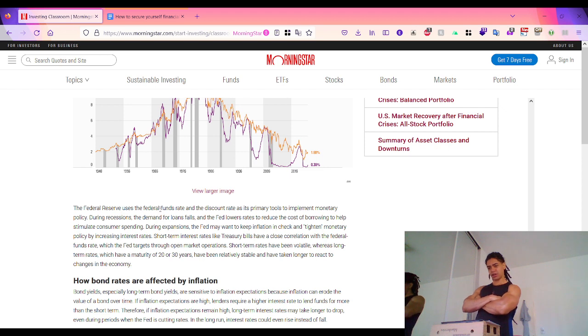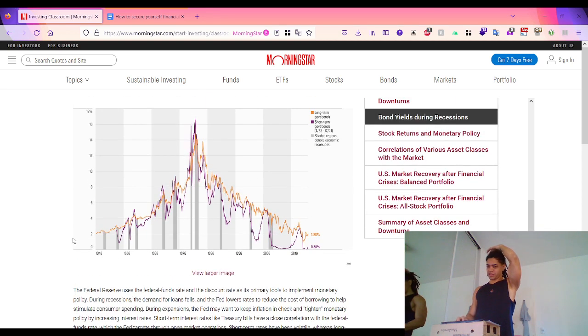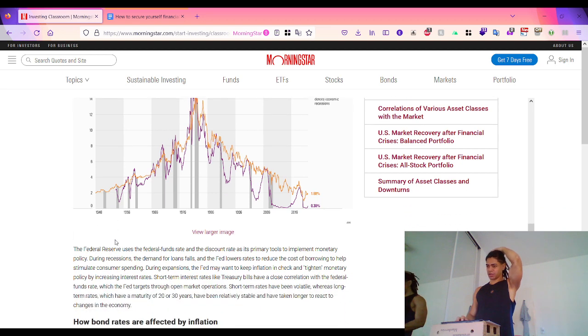The federal funds rate is what the Fed targets through open market operations. Short-term rates have been volatile, whereas long-term rates, which have a maturity of 20 or 30 years, have been relatively stable and have taken longer to react to changes in the economy. So yes, these short-term government bonds have been much more volatile.